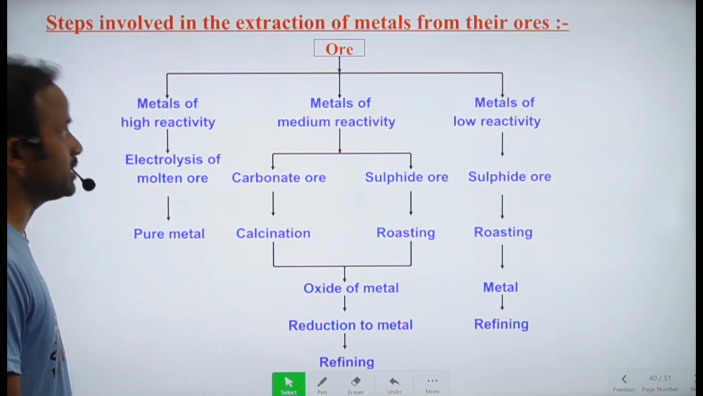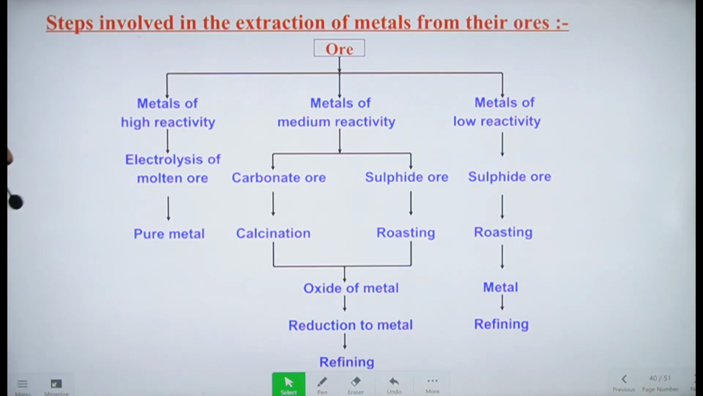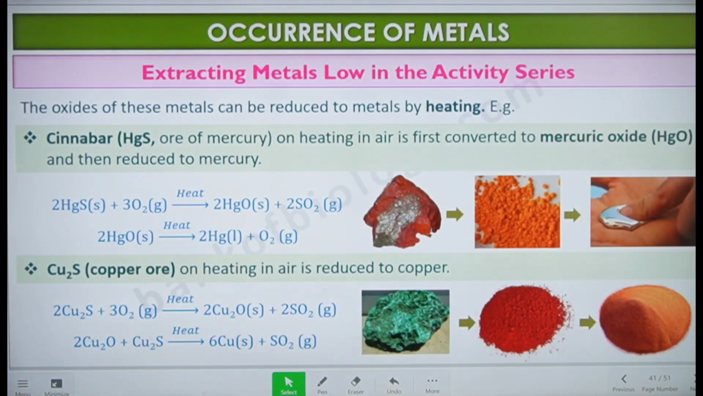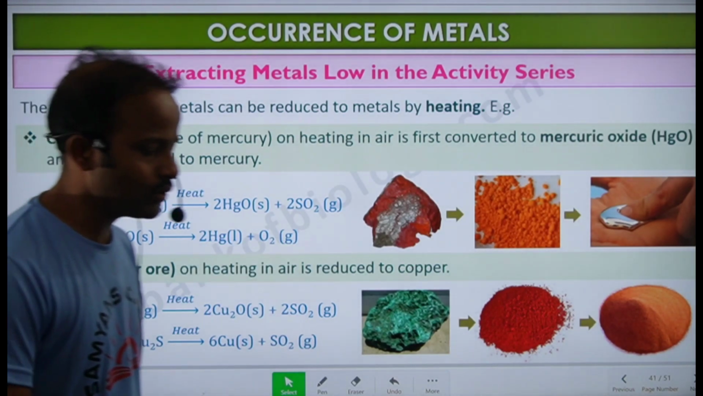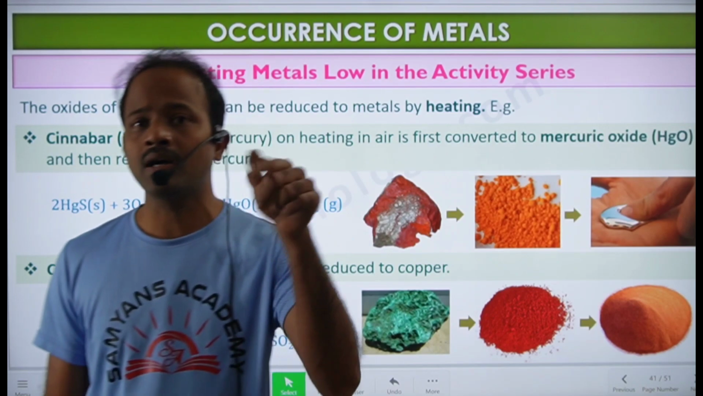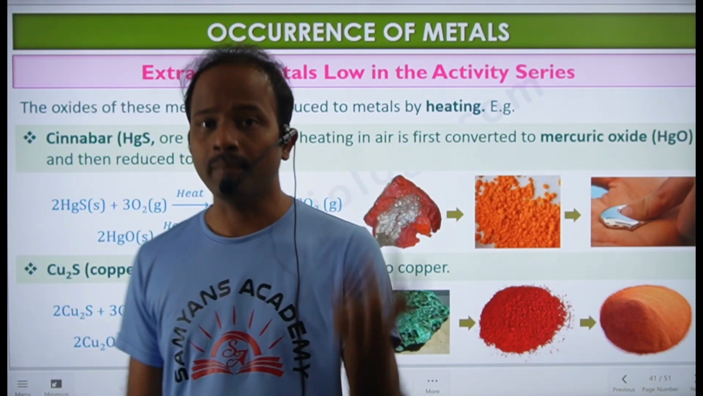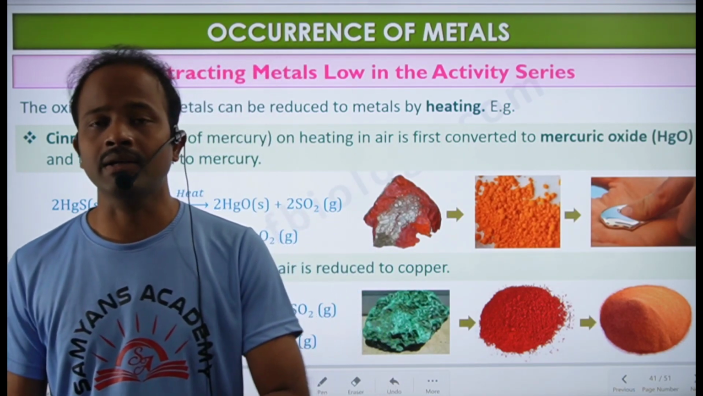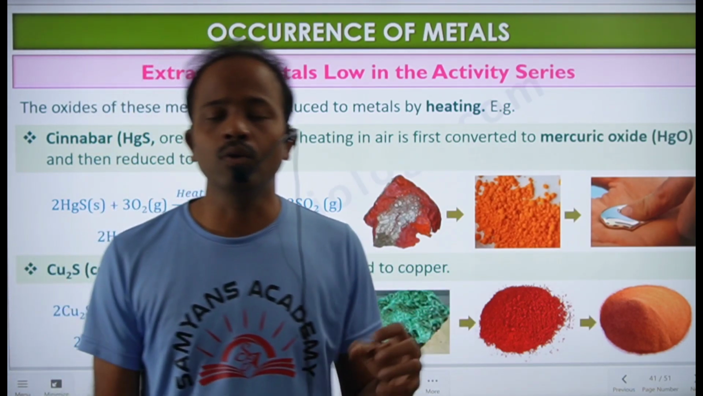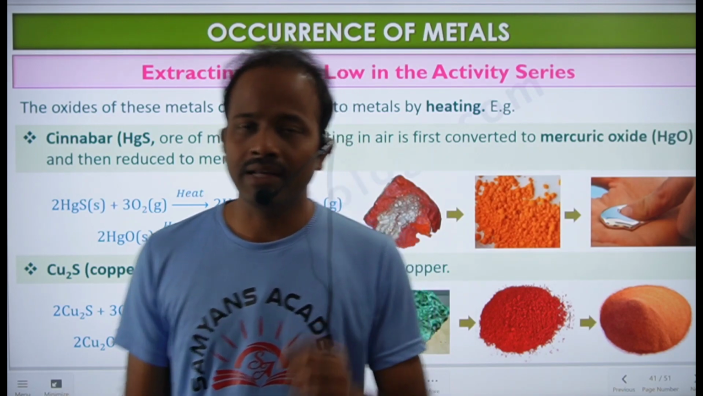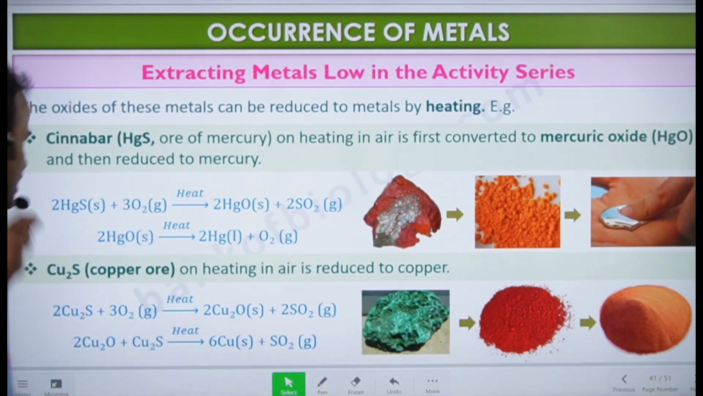Okay, these are the steps involved in the extraction of metals from their ores. Now you see, in this slide we are discussing extracting metals low in the activity series. Which are low in the activity series? Copper, silver, mercury, gold, platinum, and these have low reactivity in the series. For example, I have taken here copper and mercury.